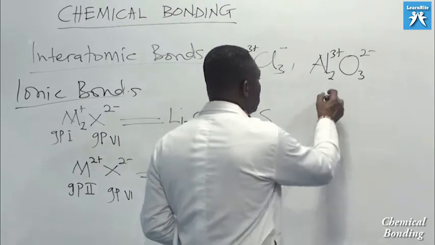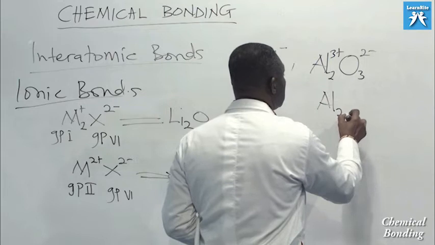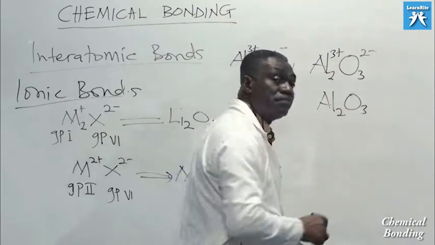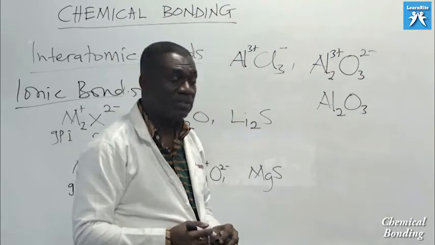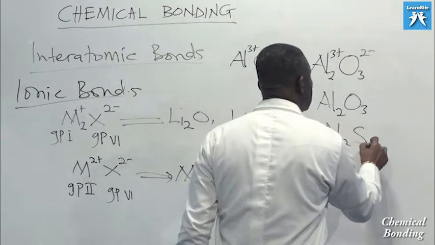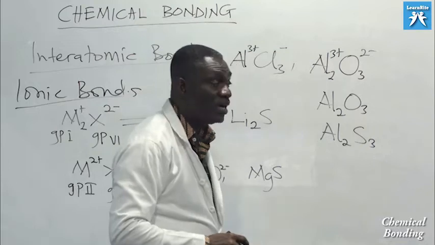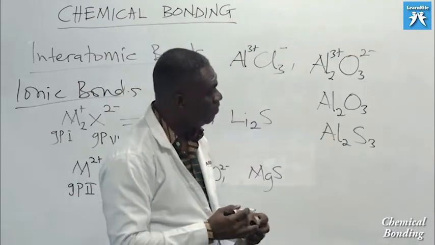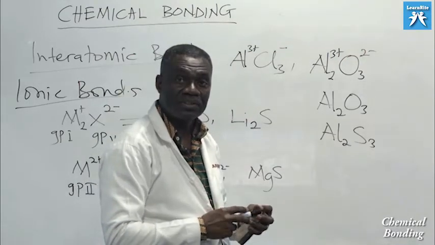In simple terms, you write it as Al2O3. So that is an ionic compound. And it holds for Al2S3. That is sulfur. Remember that sulfur is below oxygen in group 6.